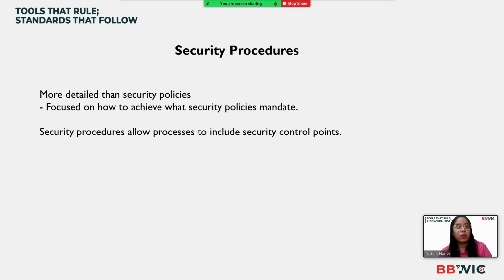Next one is security procedure. This is our last topic. Compared to security policies, security procedures are much more detailed. Security procedures are focused on how to achieve what security policies mandate, and security procedures allow for processes to include security control points that can serve as preventive or detective controls for sensitive data or transactions. So this is all about the security policies and procedures.